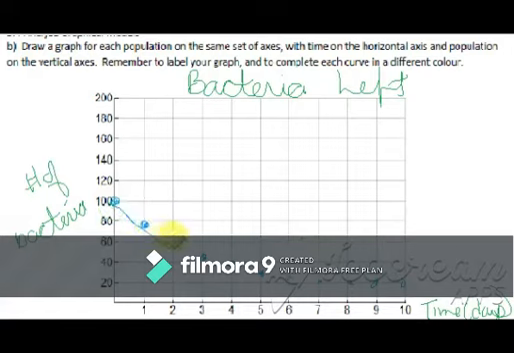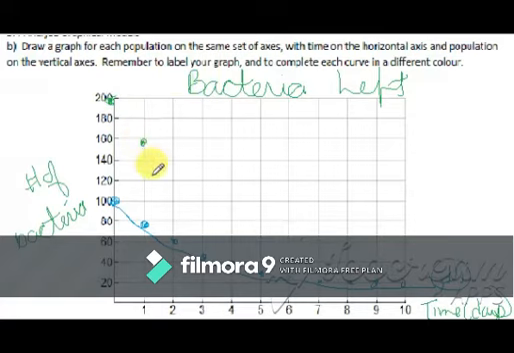Okay, and it's going to look like this right here. So this is graph number 1. And then let's graph the other one, maybe in green. And we're going to start at 200. And then we're going to go to 160.